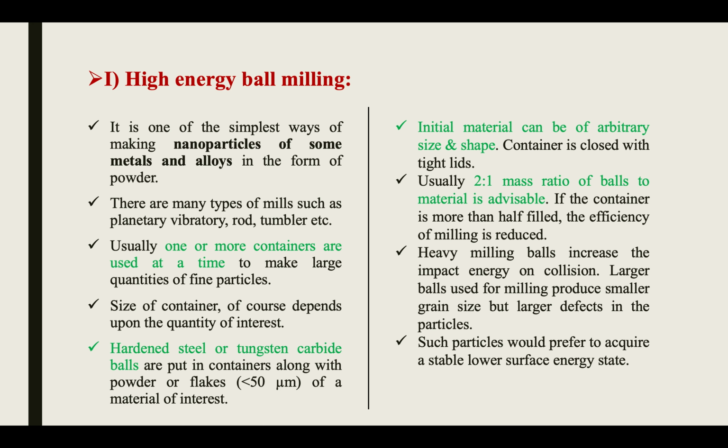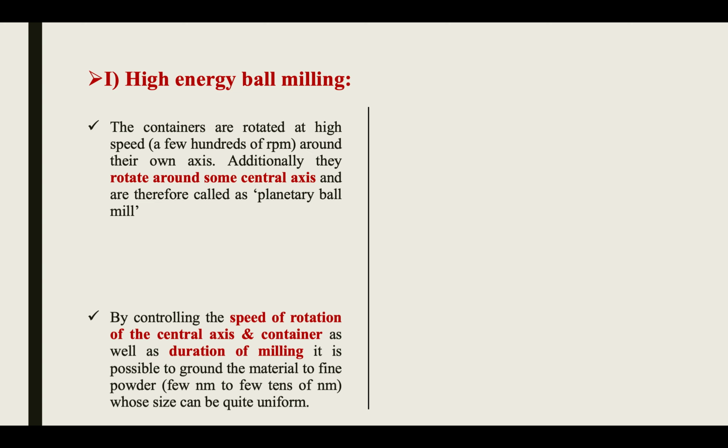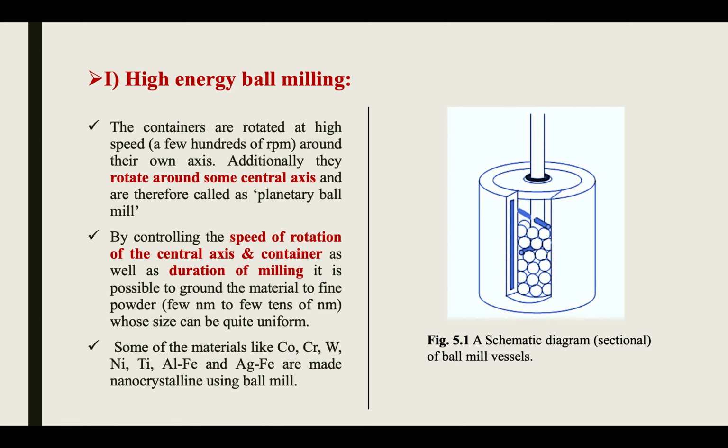Such particles would prefer to acquire a stable, lower surface energy state. The containers are rotated at high speed, a few hundred RPM around their own axis. Additionally, they rotate around some central axis, and therefore we call it a planetary ball mill. Now you will see the figure of the ball milling, then you can understand better. This is the schematic diagram, a cross section of a ball milling vessel. You will have a container that is half filled, and you cannot rotate this container at very high RPM. You have to keep it at a few hundred RPM around its own axis.